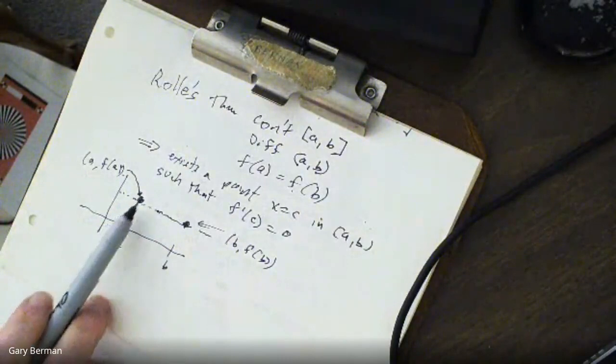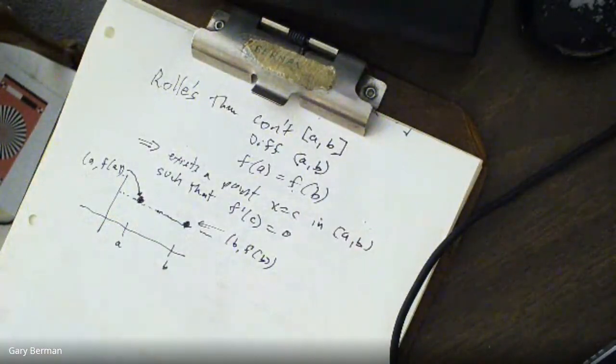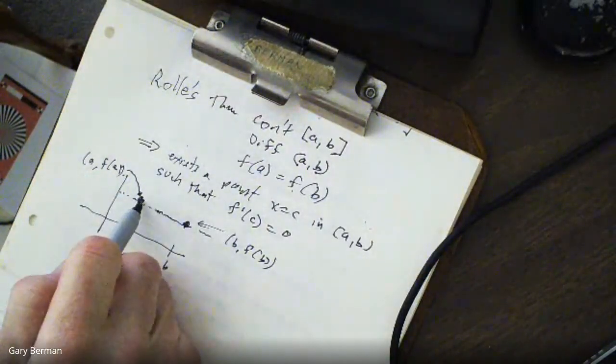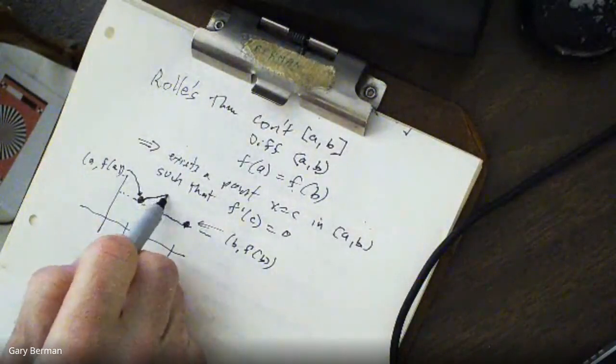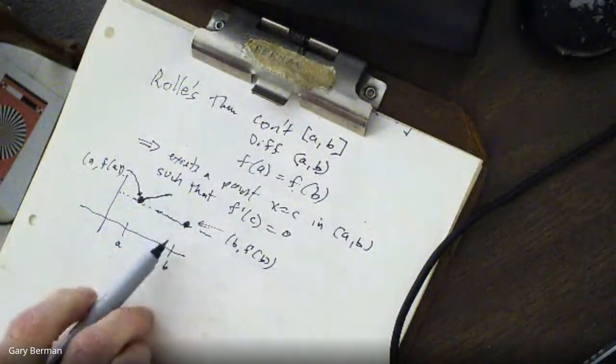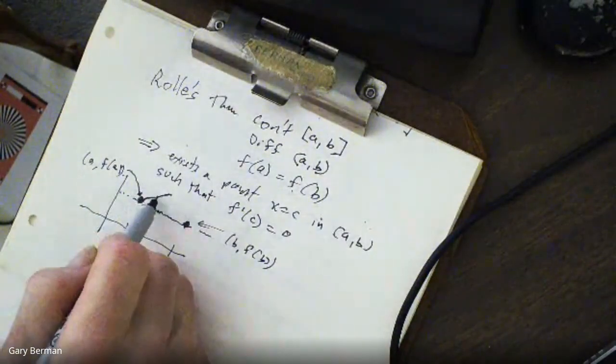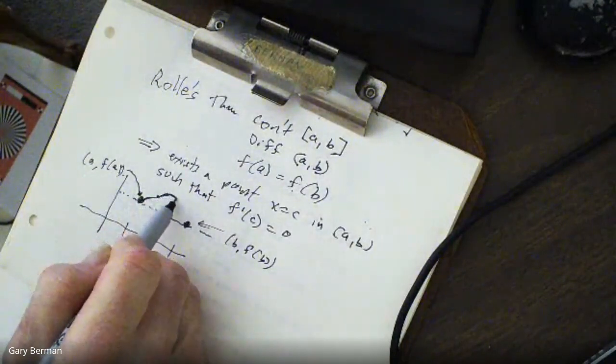So the function starts here and it ends up at the same y value. So let's just consider, how could the function run from one end to the other? Well, one possibility is that the function first starts to go upward like that. But in order to end up at the same y value, it's going to have to come back down. And where it comes back down, it has a turning point.